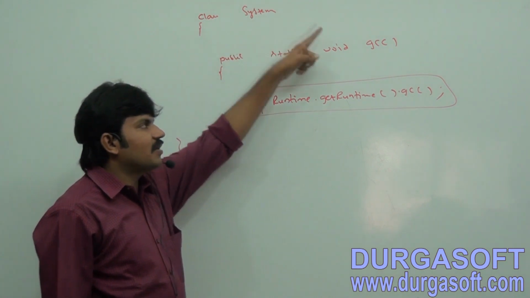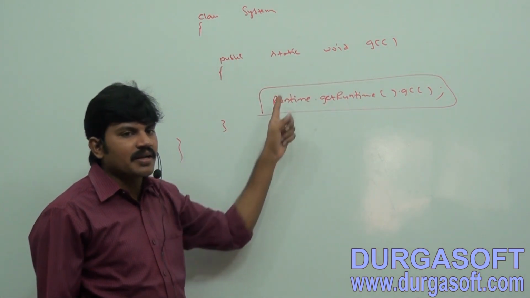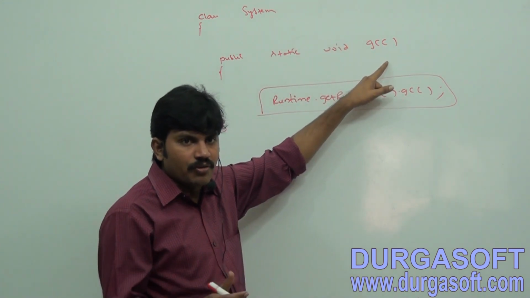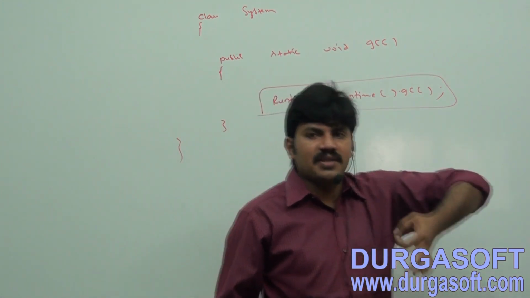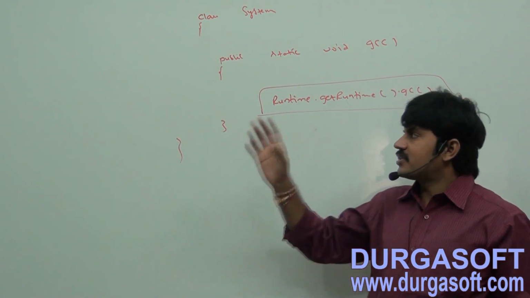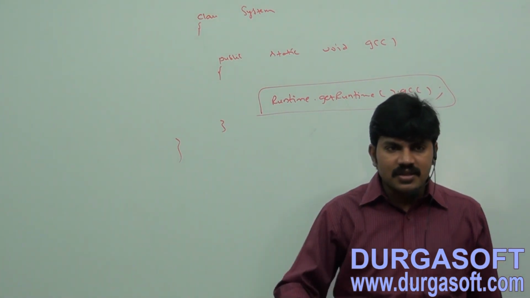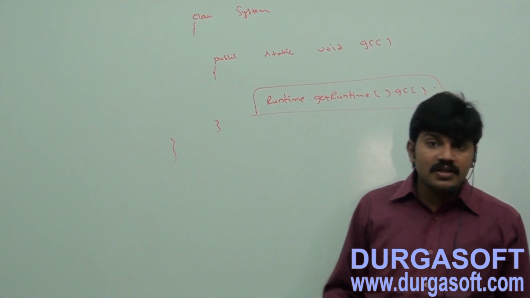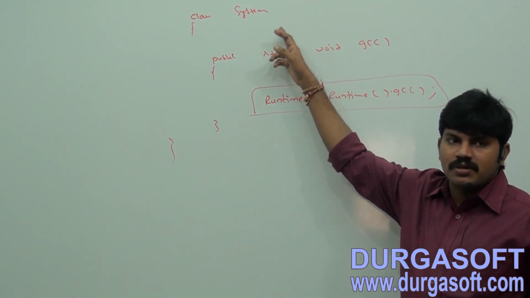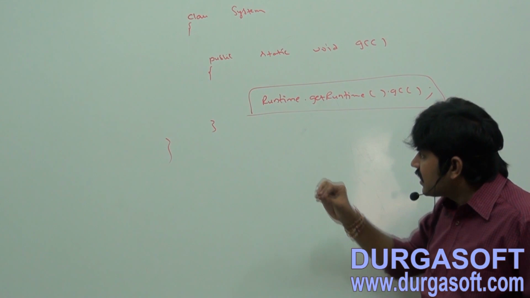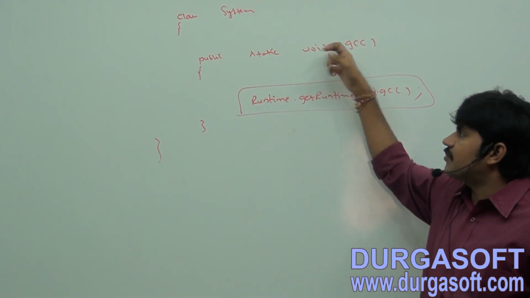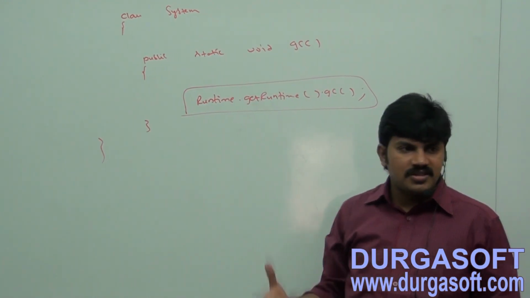Then instead of calling System.gc, it is better to call Runtime.getRuntime().gc() directly, so that we can reduce one method call, relatively maybe a fraction of nanoseconds, and there may be a chance of performance improvement. So System.gc or the runtime object's gc, which one is recommended? The runtime object's gc, because internally the System class gc method calls the Runtime class gc method only.